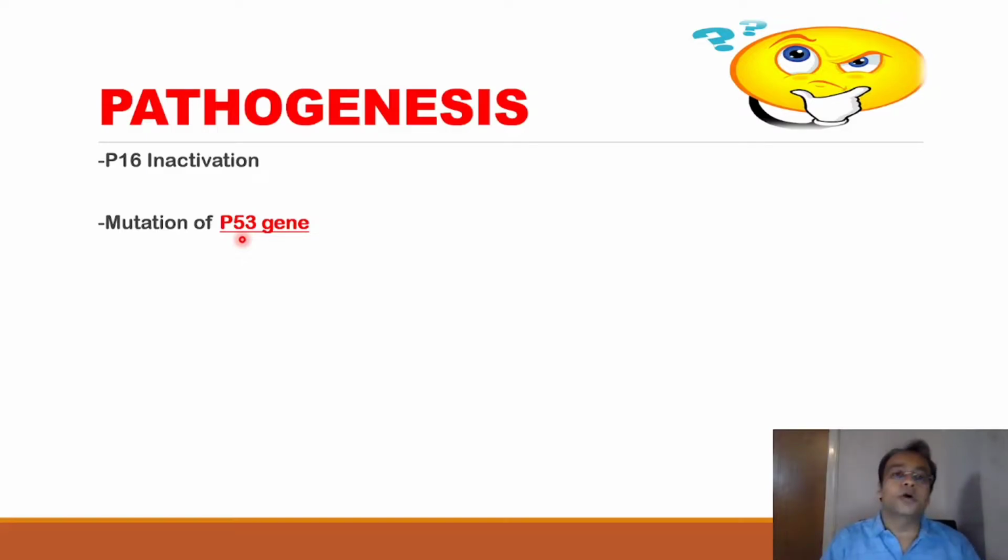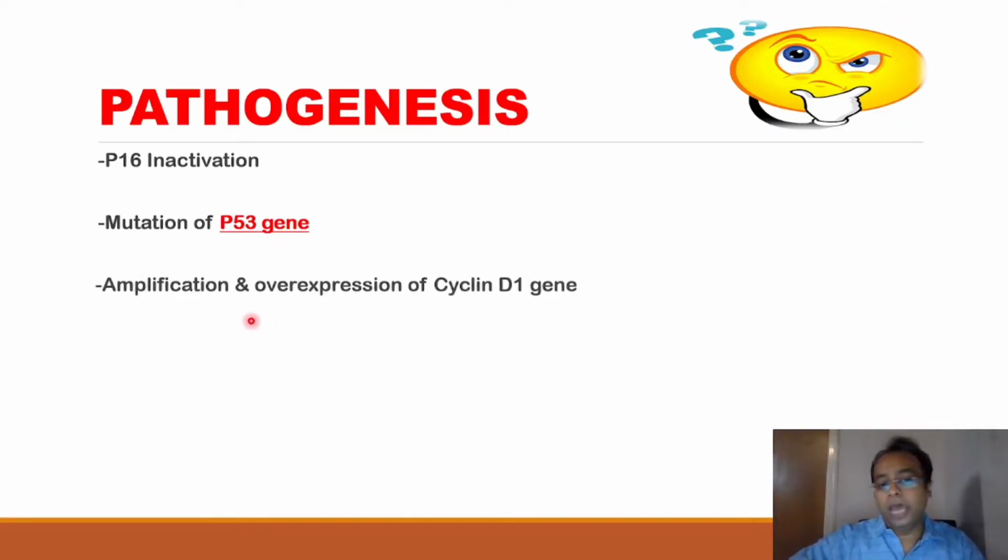If you want to learn in detail, then see my video on tumor suppressor genes, right? You will be able to better understand how the P53 gene prevents cancer formation, and that's why it is known by the name guardian of the genome. All right. Amplification and overexpression of the cyclin D1 gene are also responsible for the development of SCC. And obviously, HPV 16 and 18 show a positive relationship with SCC.